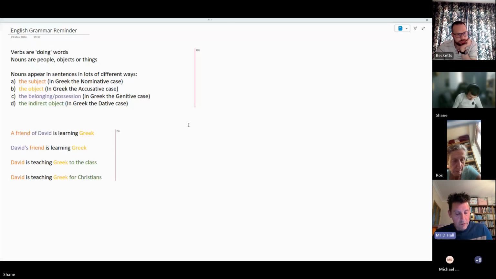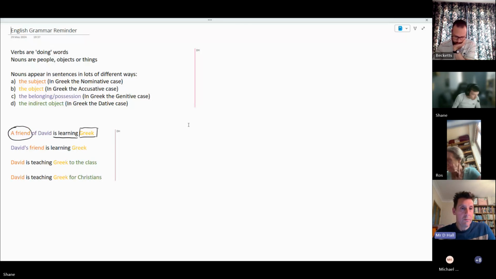So in the case of the four examples which we've looked at before, a friend here is the subject of my sentence. I want to tell you about the subject, about a friend. A friend is learning Greek. That's the verb, which I've just underlined. And then Greek is the object of my sentence, telling me what my friend is learning.